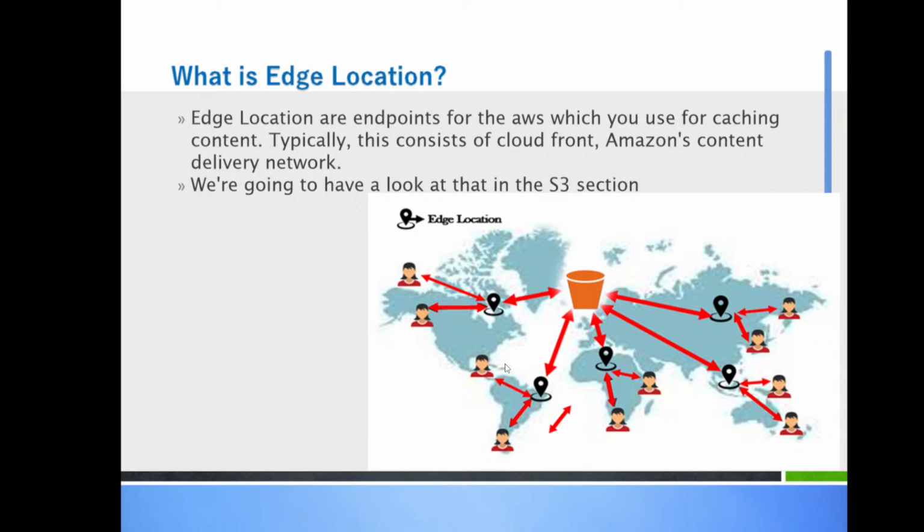Okay. Now the final thing we have to learn is the edge location. Edge locations are different servers, or you can say different machines, which are installed by Amazon across the world, and their purpose is to create the cache.